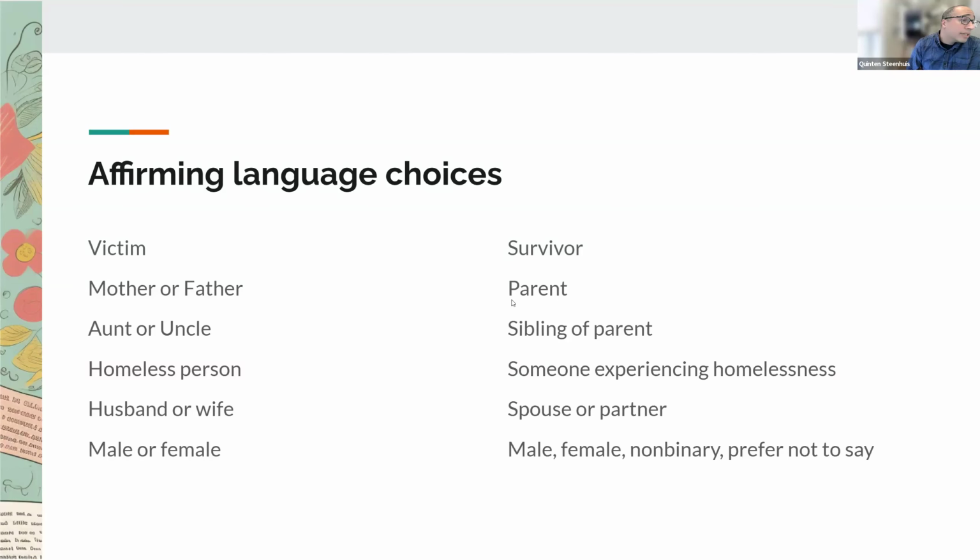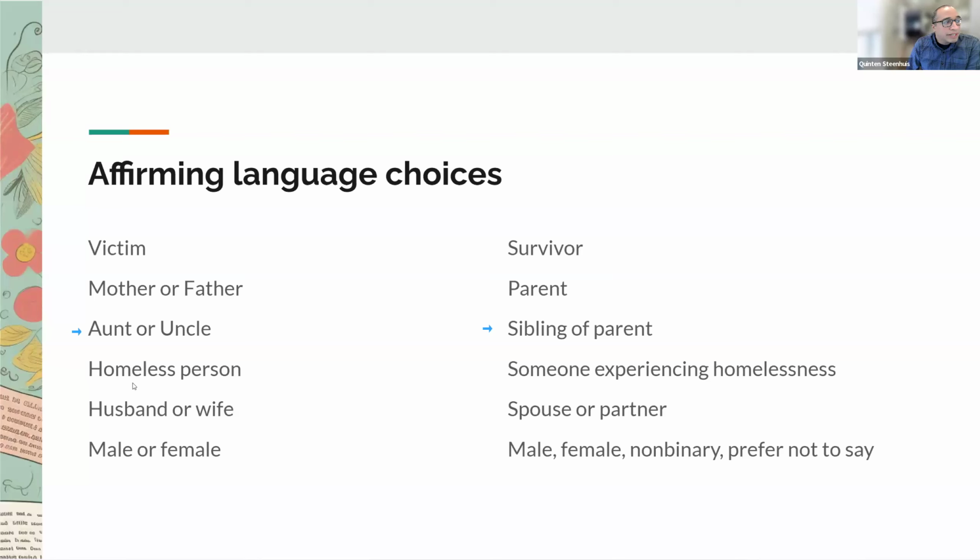Is the gender important to say? If not, use a gender neutral term. So some gender neutral terms like parent, sibling of parent. This one's a little more awkward because it's less common in English, so you might offer all three.